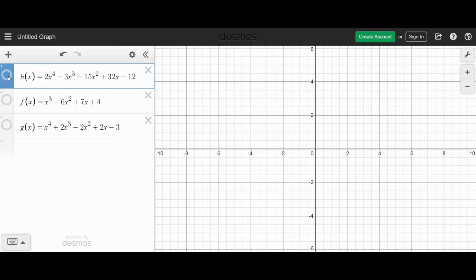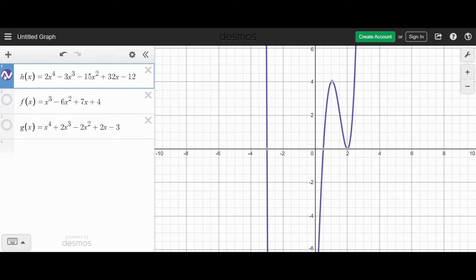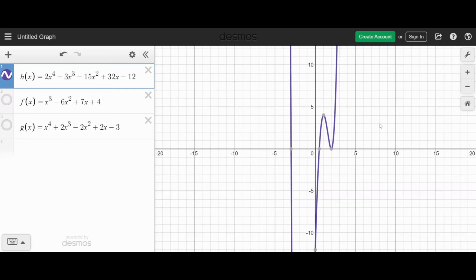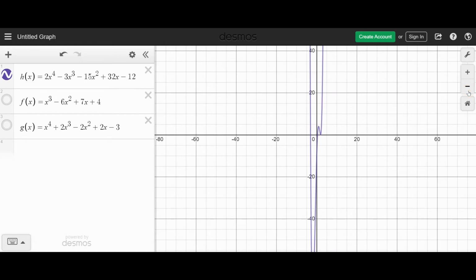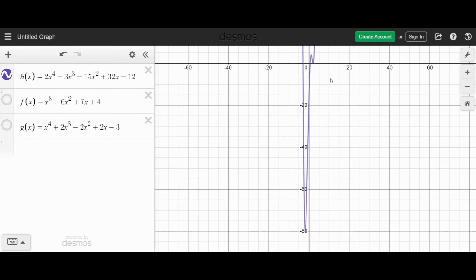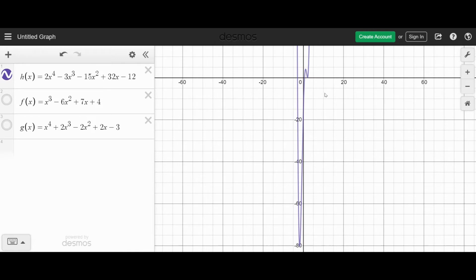So let's start with this graph. This is a really ugly looking polynomial, but it turns out to be a really easy example. It looks like this. I can zoom out a little bit on the graph, and you can see, well, that minimum is quite low there. So it goes all the way down, looks like to about -80.